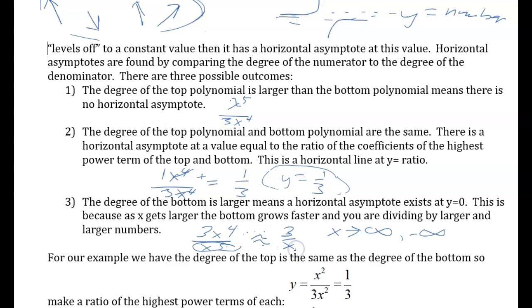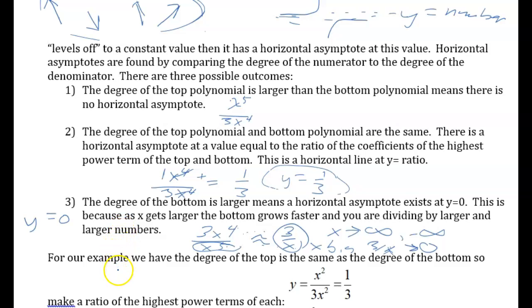But as x gets big, big, big, 3 over x gets small, small, small. So 3 over x goes to 0. So in this case, in case 3, y equals 0 is our horizontal asymptote.